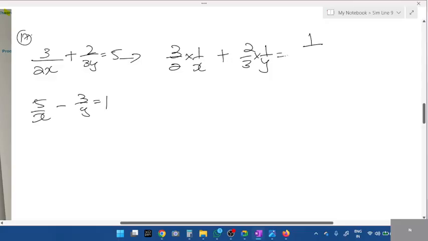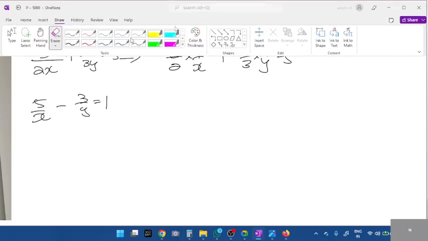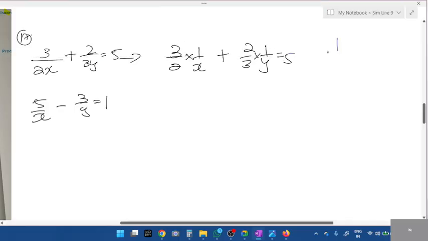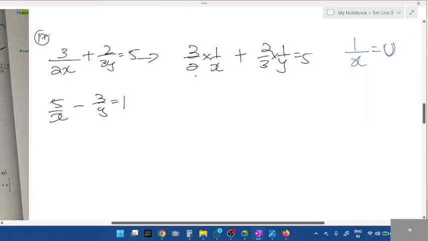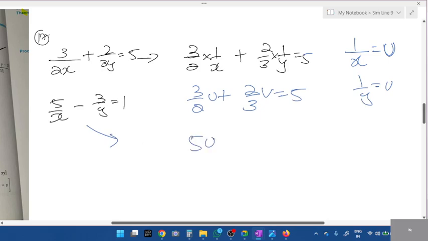All of you will solve this. What do we need to take 1 by x as? When both are in the denominator, we use the UV concept. What is 1 by x? You have to take it as u. Then what do you get here? 3 by 2u plus 2 by 3v is equal to 5. For this equation, you get 5u minus 3v is equal to 1. Use the elimination method, students. All of you will complete this.